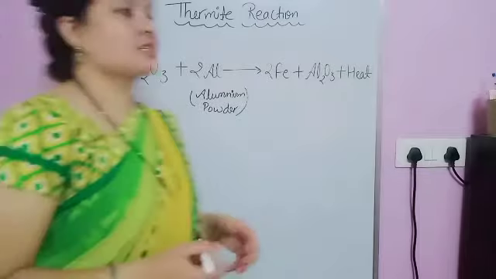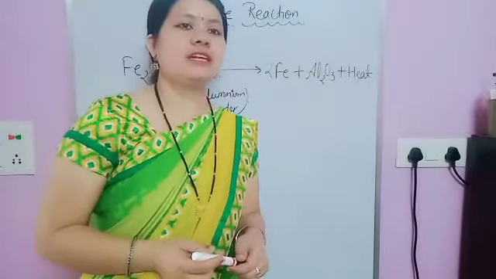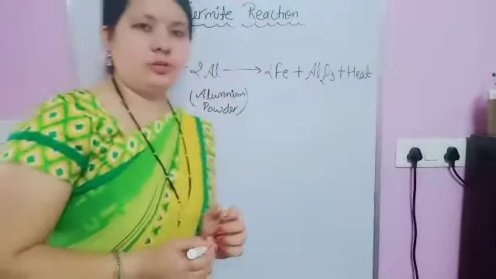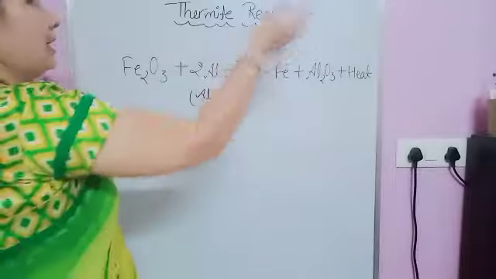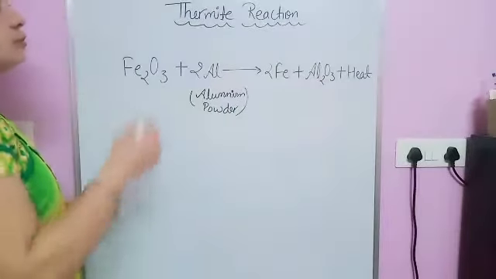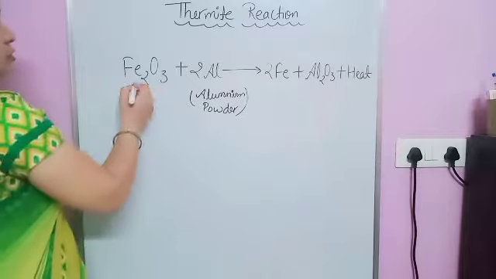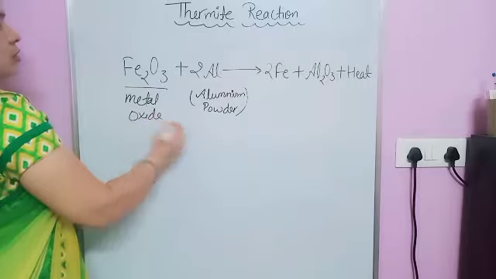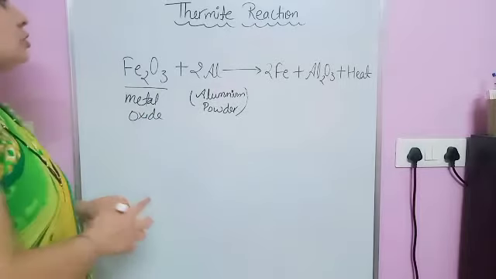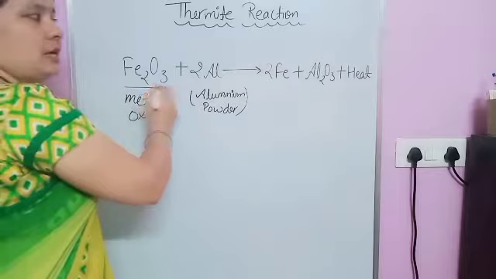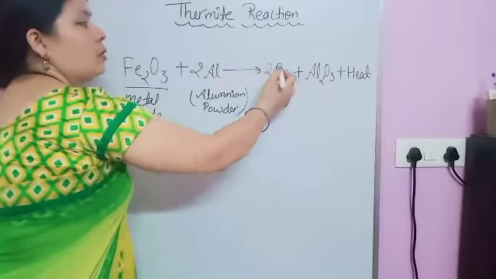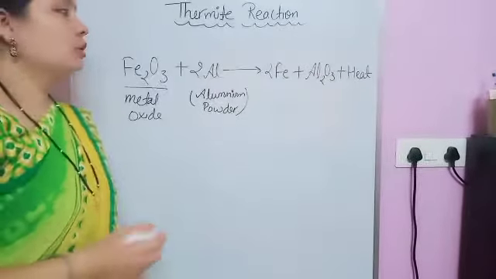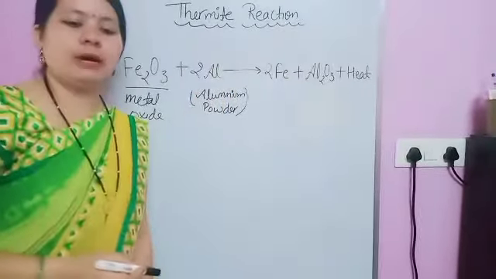Before I start the topic extraction of less reactive metals, one short topic is remaining: the thermite reaction. What is the thermite reaction? It is a simple reduction of a metal oxide. Iron is a metal, and along with oxygen it is a metal oxide. The reduction of the metal oxide to get the metal, by using aluminium powder as a reducing agent, is known as the thermite reaction.